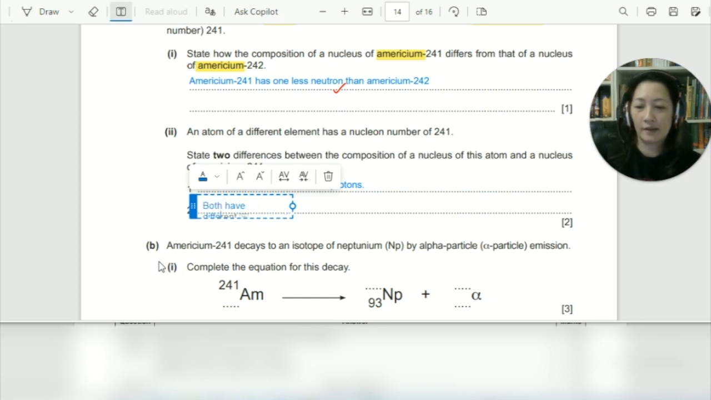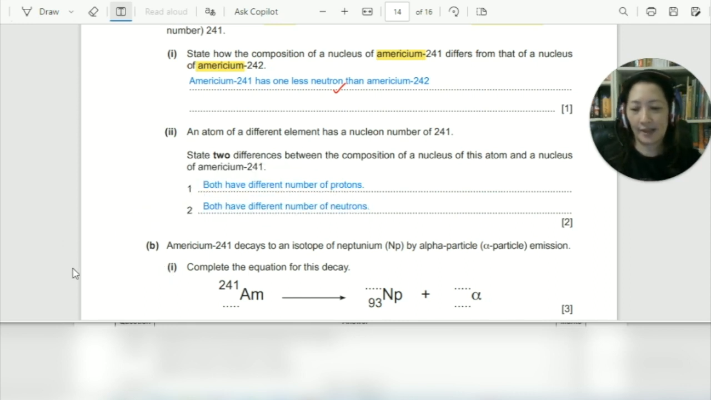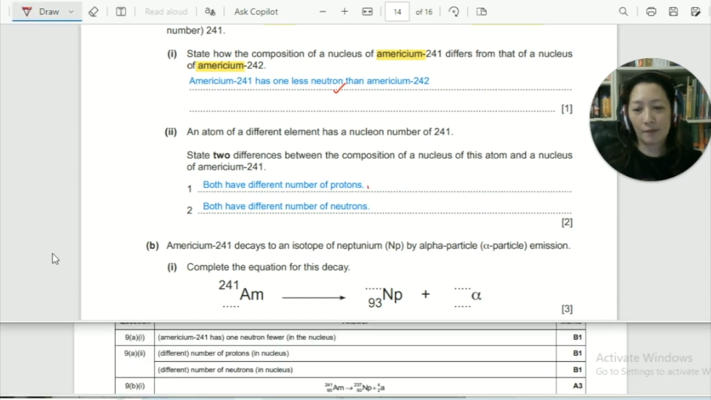Both have different number of neutrons. So if you check the mark scheme, there we go. We have different number of protons and neutrons written, and that's how we get the full 2 marks in this question.